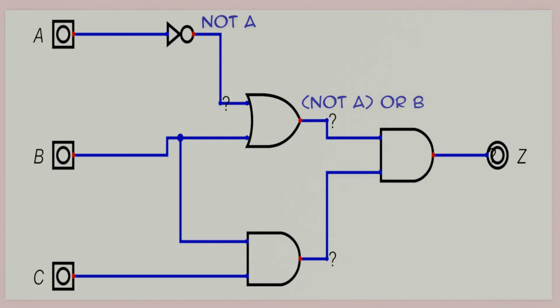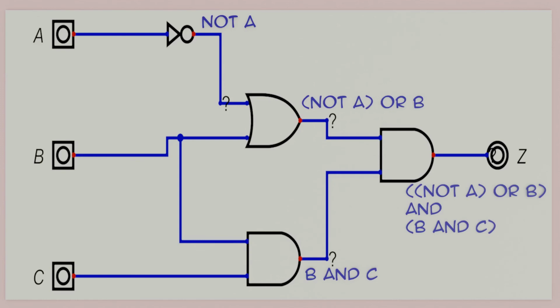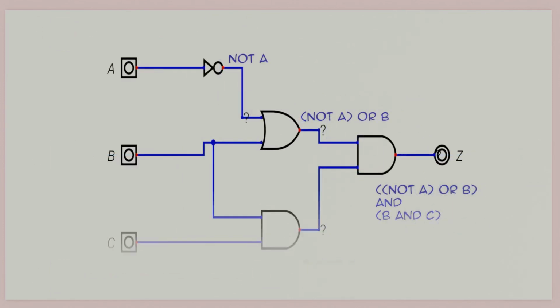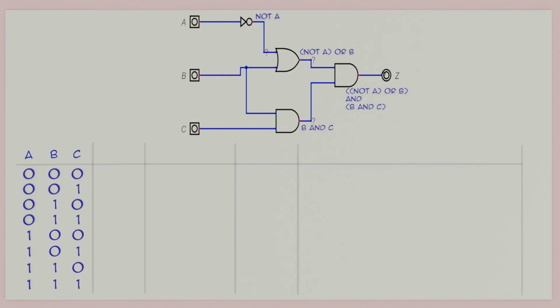For the input C, the AND gate expression is B and C. Finally, the last gate is an AND of its two inputs, which is the output of the previous OR and the output of the previous AND gate. So the final result is Z equals not A or B, and B and C. We can now put this into a truth table. With 3 inputs, there are 8 combinations.